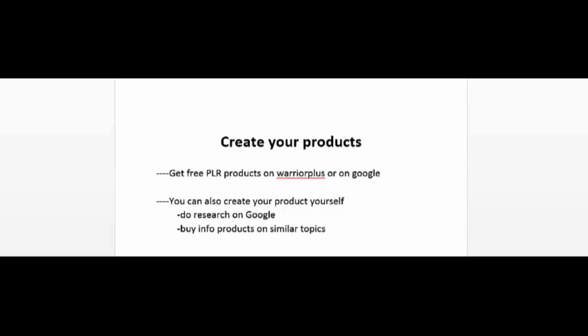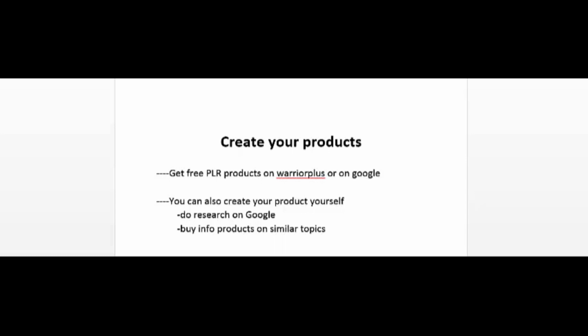You can find them on the Warrior Plus network, or you can just do a Google search. And it doesn't have to be PLR products too. You could just look for products with resale rights or giveaway rights. So products with resale rights are products that you can just resell. You're not allowed to edit the content or put your name on it. And products with giveaway rights are products that you're allowed to give away. So make sure you read the license on these products that you obtain. And believe it or not, a lot of these PLR products you can get for free.